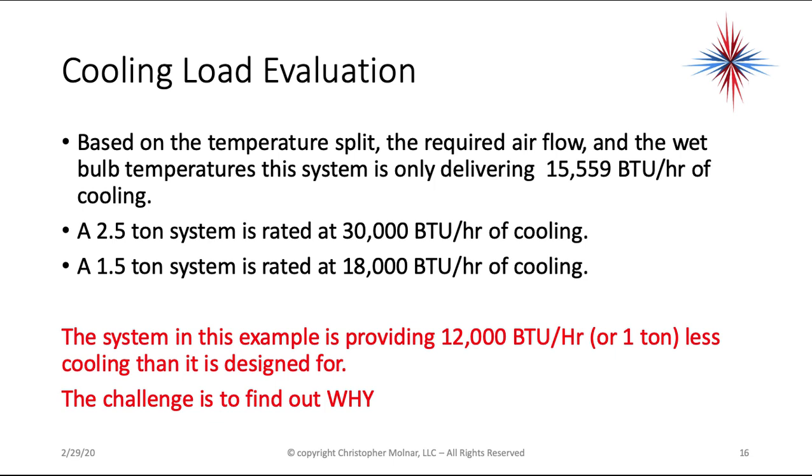So based on the temperature splits, the humidities, the required airflow, and the wet bulb temperatures, this system is only delivering 15,559 BTUs per hour of cooling. A 2.5 ton system is rated at 30,000 BTUs. A 1.5 ton system is rated at 18,000 BTUs. So the important point here, and what you're getting from the airflow numbers, is the system in this example is providing 12,000 BTU per hour, or 1 ton less cooling than it's designed for. The challenge here is to find out why.